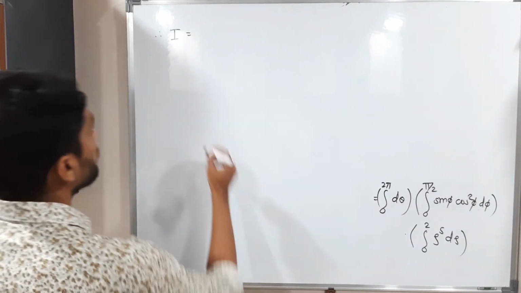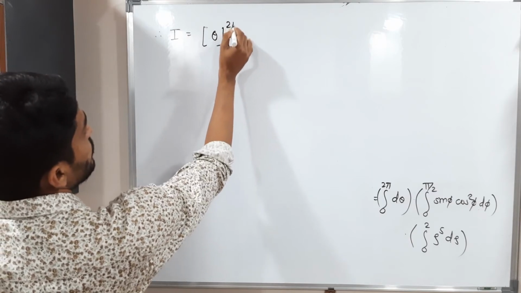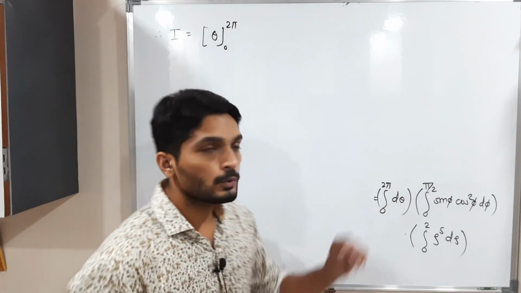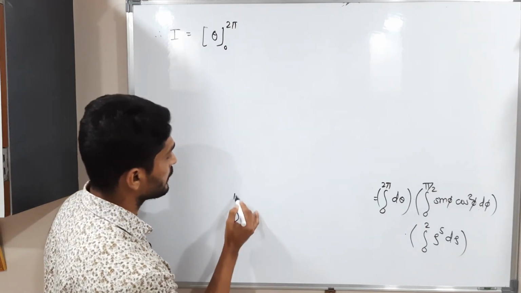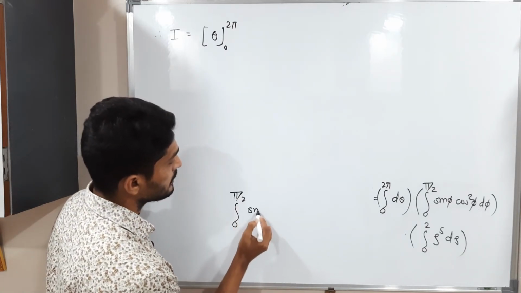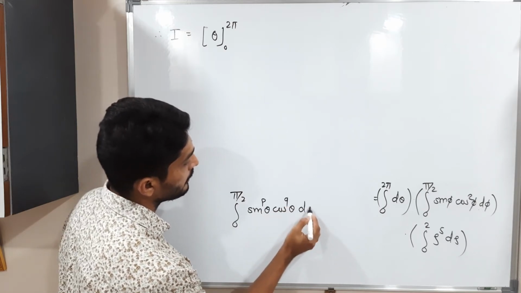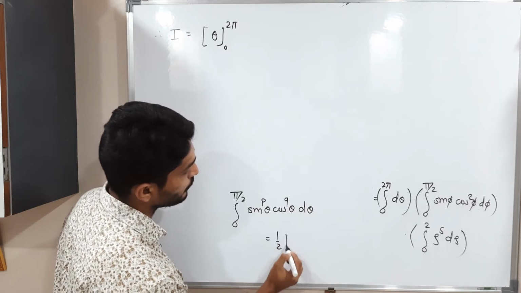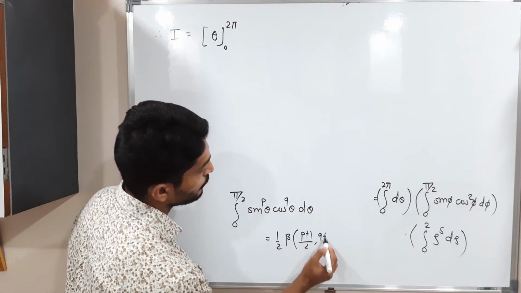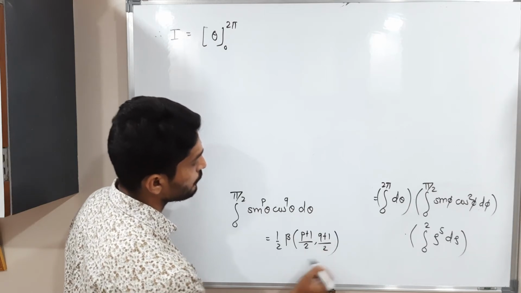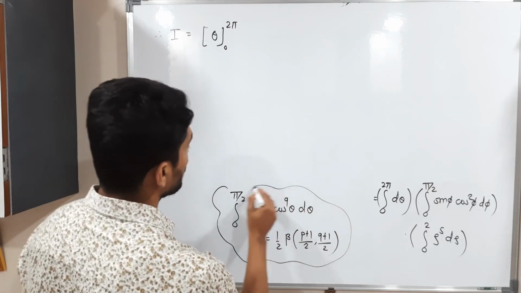Okay, so integration of d theta is theta, 0 to 2 pi. See how to solve this integration, obviously using the beta gamma function. I will write the formula. Integration 0 to pi by 2 sine raised to p theta cos raised to q theta d theta is equal to 1 by 2 beta of p plus 1 by 2, q plus 1 by 2. So this formula we have to use.